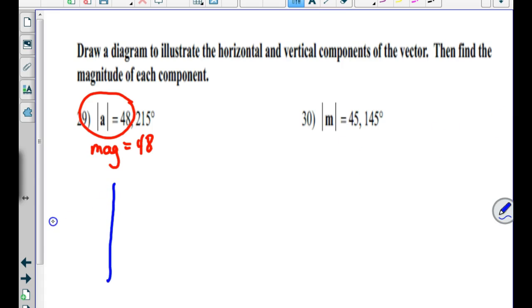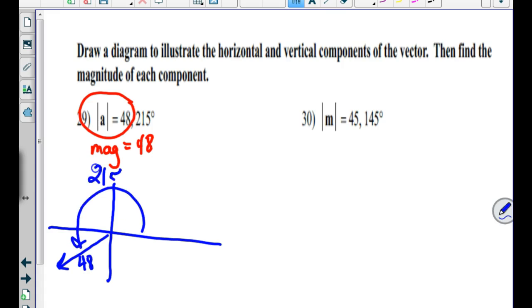So if you had drawn at 215 degrees a vector and labeled it 48 units long. Do I need to change that angle? Is it coming off the positive x-axis? Yes. That is the measure from the positive x-axis around. So you don't need to do anything with it. So the components would be 48 cosine of 215 and 48 sine of 215.